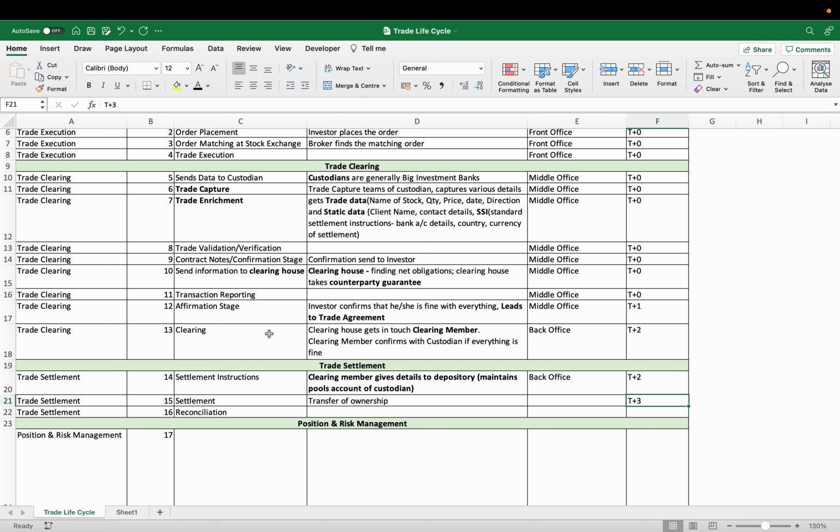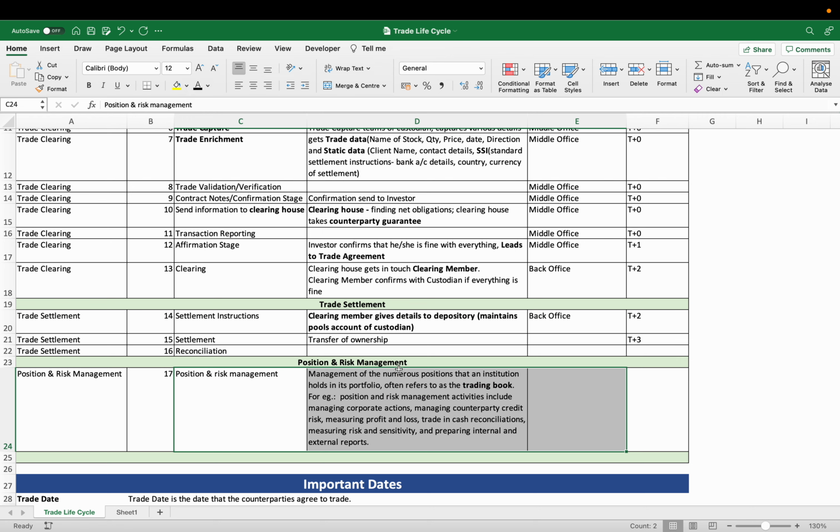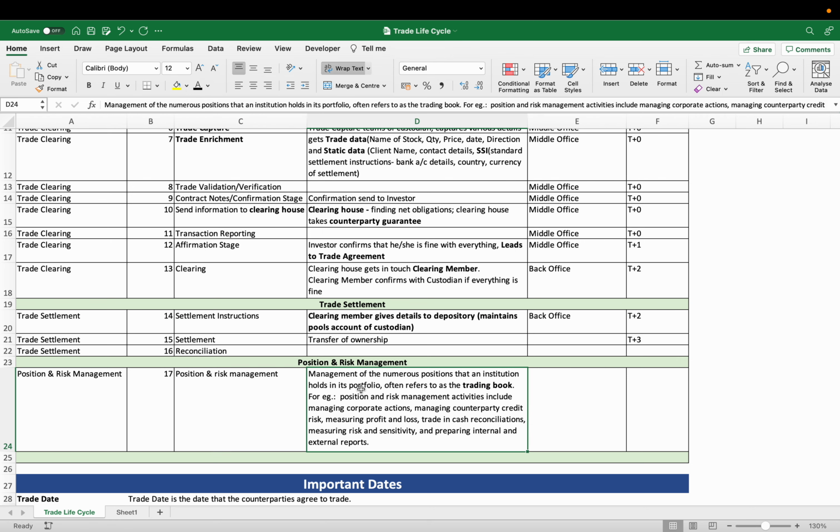Now the bonus stage. Position and risk management is basically, all these institutions are looking at how their portfolio looks after execution of a particular trade. How does their risk look? How does their counterparty risk look? What is their profit and loss? So these kind of things they try and figure out. This is what is called your position and risk management stage.